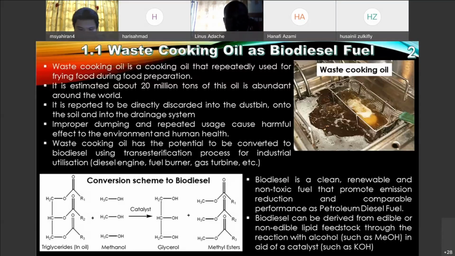Despite all this danger, this oil has the potential to be converted to biodiesel using the current esterification process for alternative industrial fuel. Biodiesel, which is a clean and renewable fuel, can be derived from edible or non-edible feedstock through the reaction with alcohol in the presence of a catalyst to gain alkyl ester as the fuel and glycerol as the waste product that can be used for other products such as soaps and skincare products.